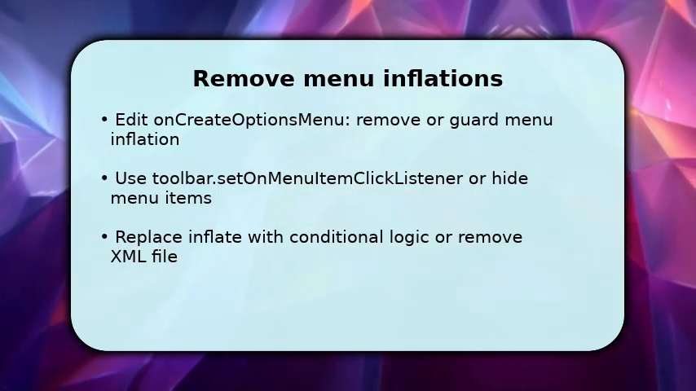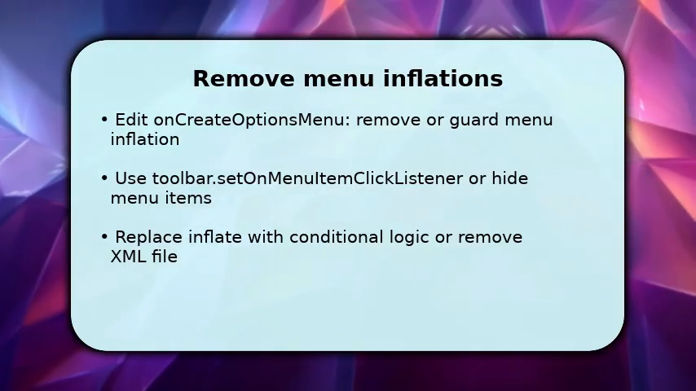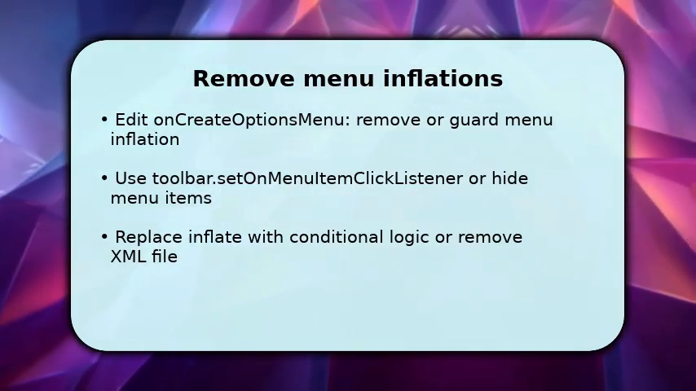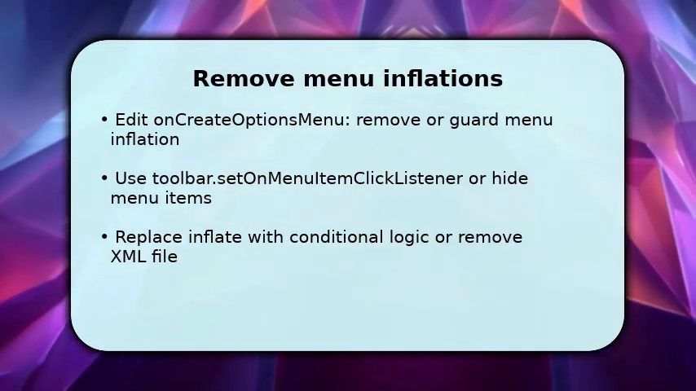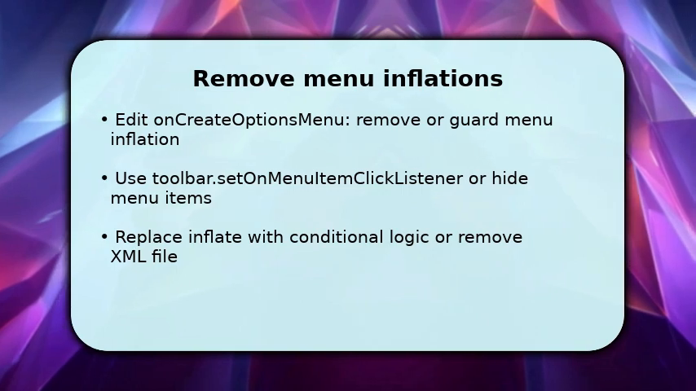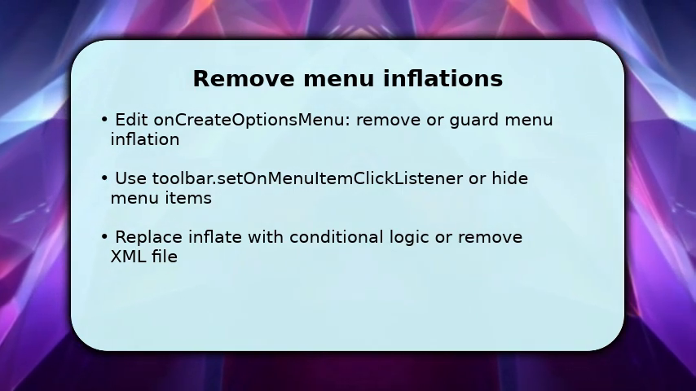You can also hide specific items with item.setVisible(false). Make sure to update any fragments that call setHasOptionsMenu(true), so they no longer contribute a menu. Build and run to validate changes.